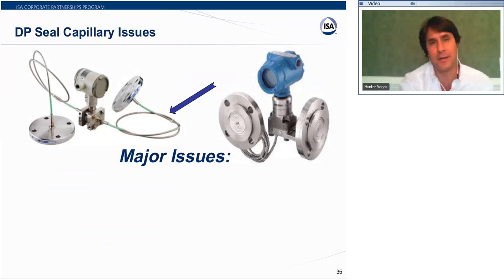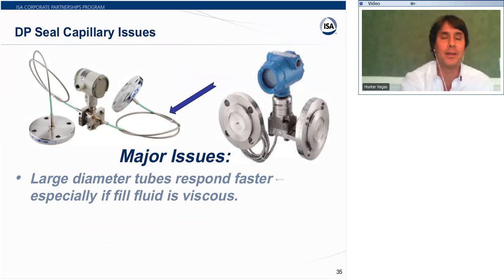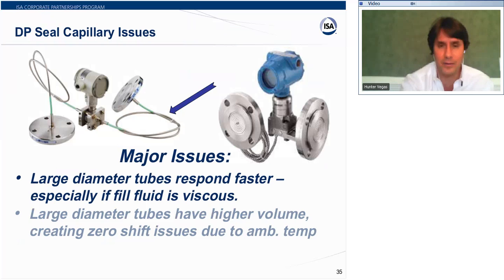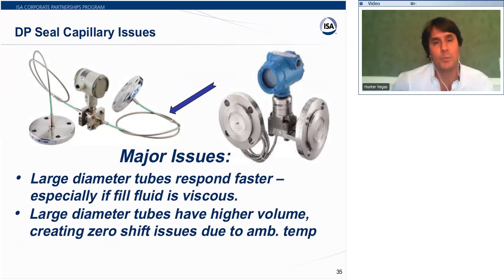All right, capillaries themselves. That seems straightforward. How hard can it be? All it's doing is just a tube transmitting the pressure from one side to the other. And that's true, but there's some issues there as well. Unfortunately, large diameter tubes respond faster, especially if you've got a viscous fill fluid. If you've got a fairly big tube, then it's going to transmit the pressure reading quicker for you. However, you've got a higher volume with a bigger tube.